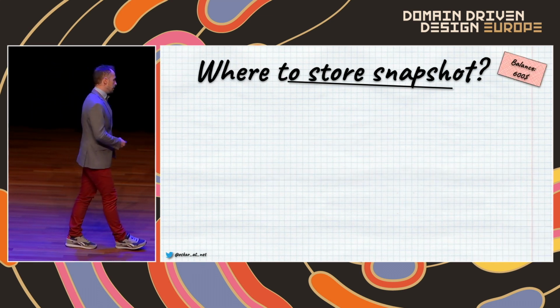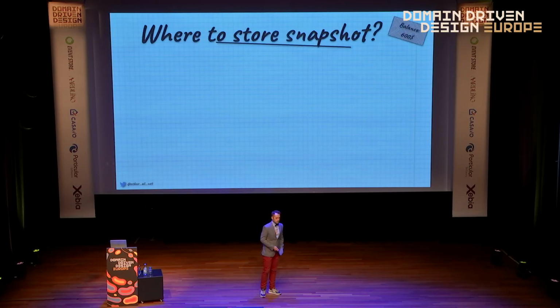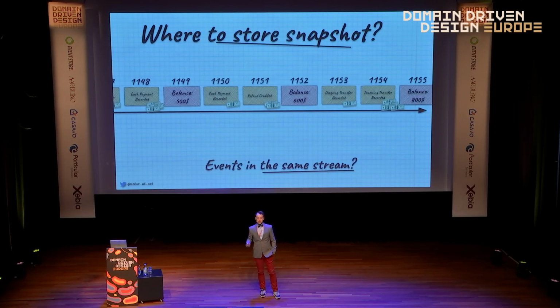Let's also discuss where we can store snapshots. So maybe we could store snapshots in the same stream. That's kind of a tempting idea because we are just storing the event and also the snapshot, in the same transaction. What can go wrong? But in fact, if we are doing that, then instead of making our stream shorter and making our issues smaller, we are just making it bigger.